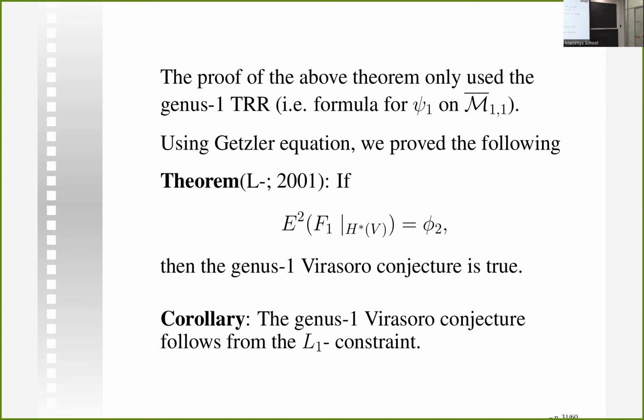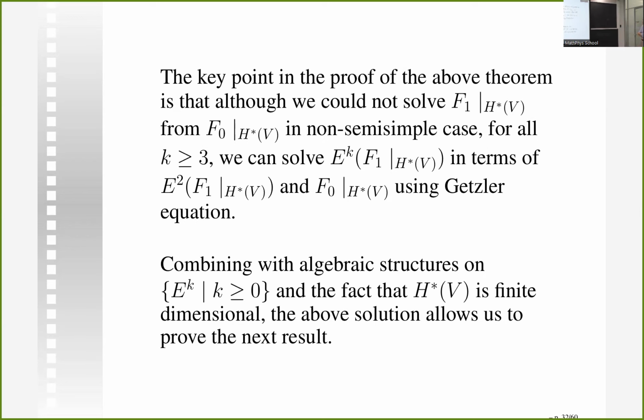Another way to see that is that the genus one Virasoro conjecture actually follows from the genus one L1 constraint. Again, the key point in the proof of this theorem is that if you recall in the simple case, how Dubrovin and Zhang proved the genus one Virasoro conjecture, they proved it by solving F1 from the Getzler equation. But in the non-simple case, you cannot do that. In general, it's not correct. In general, you cannot hope to solve F1 in terms of genus zero data.